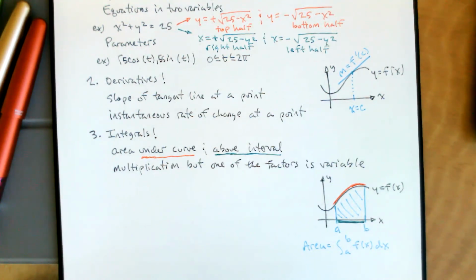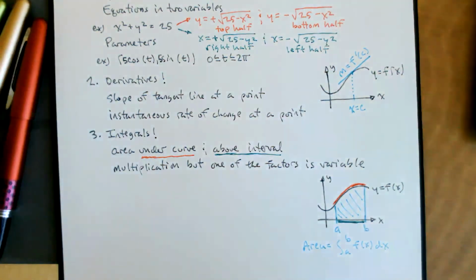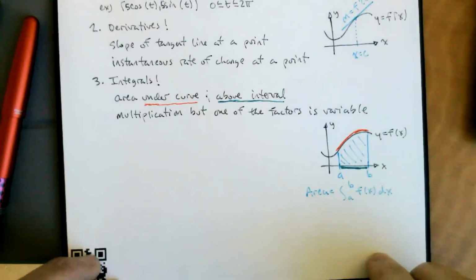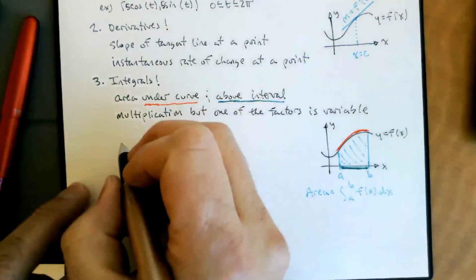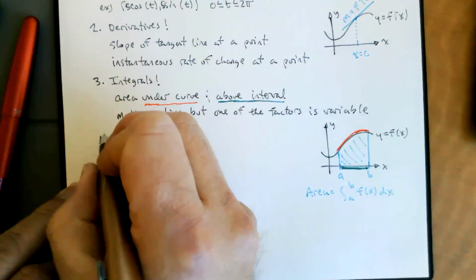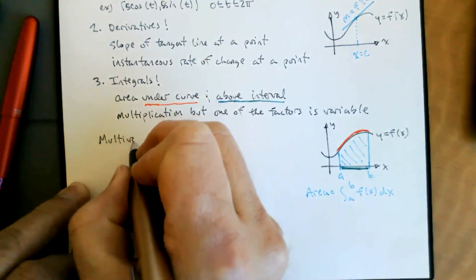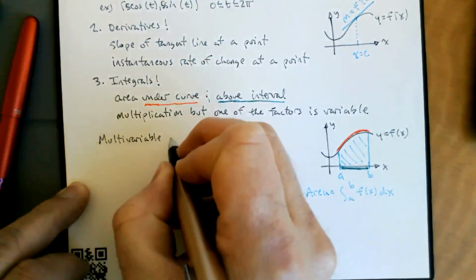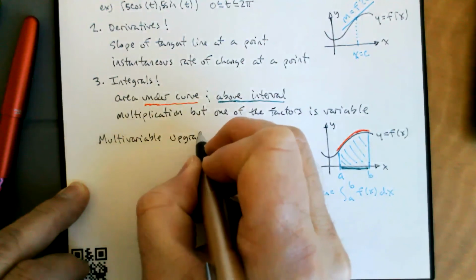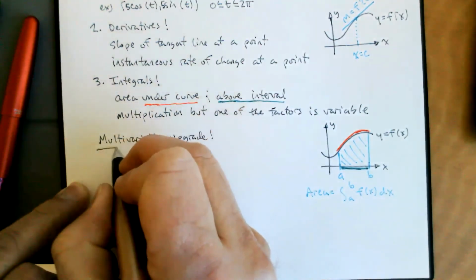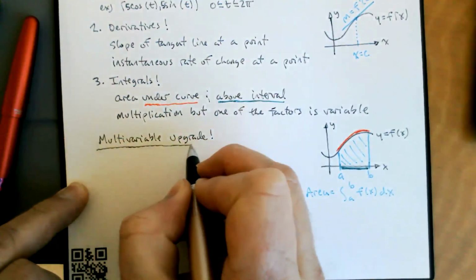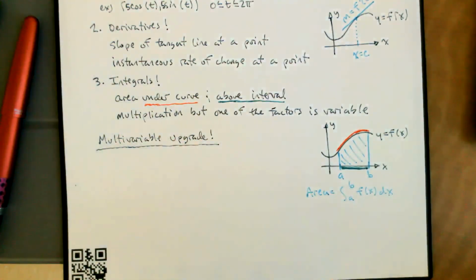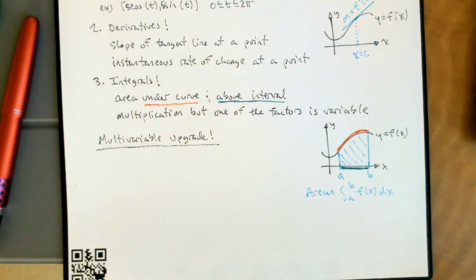The upgrade starts by looking at functions of two variables. So we've got to talk about the multivariable upgrade. We're going to start with a function of two variables.